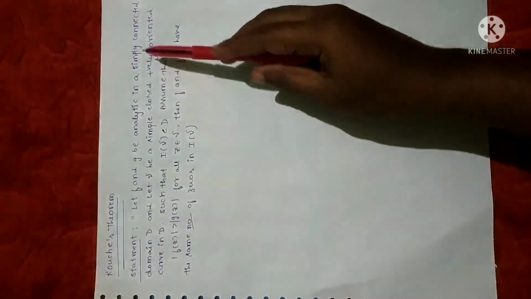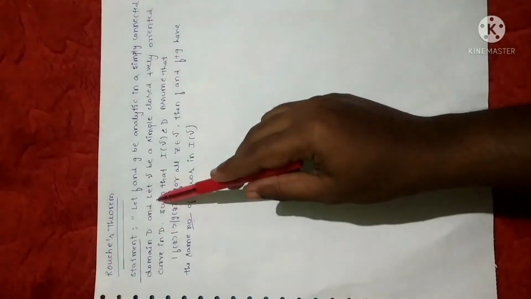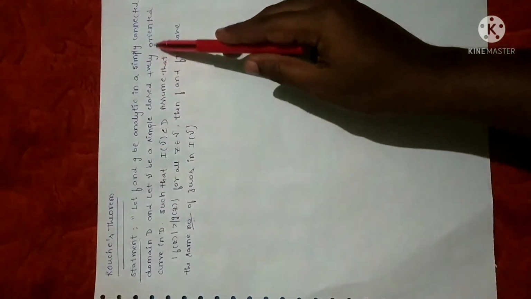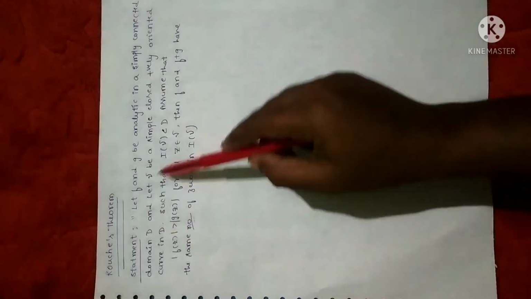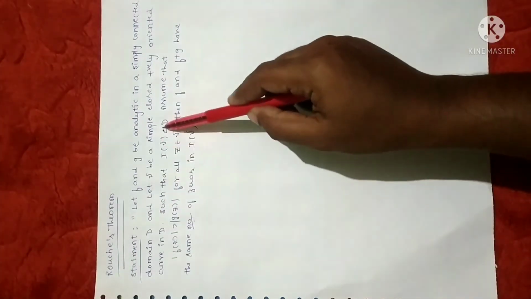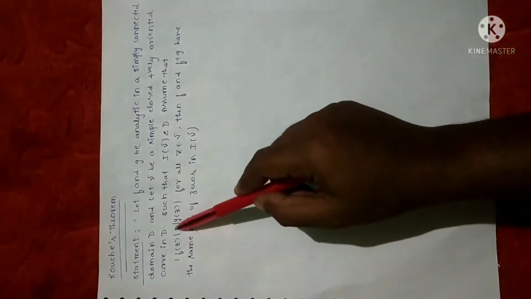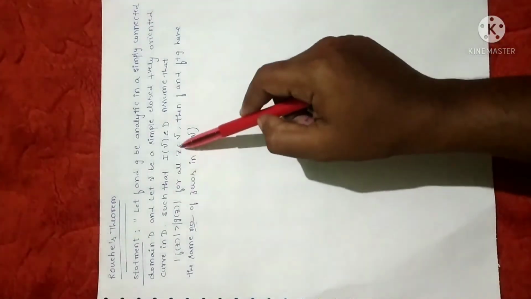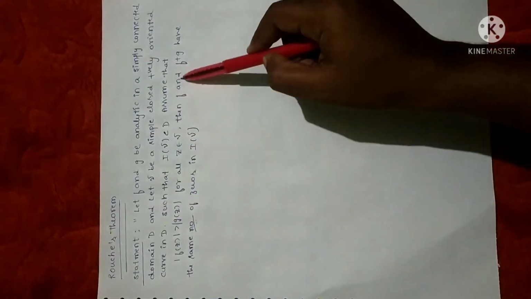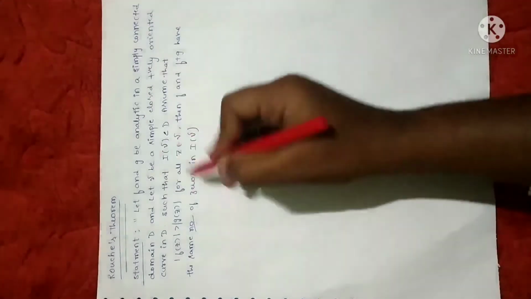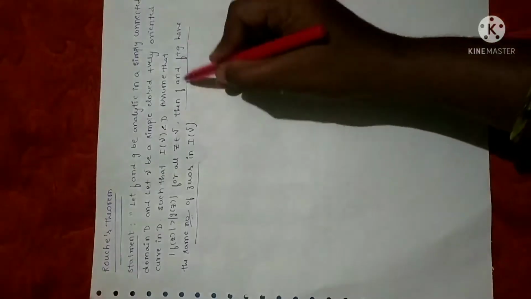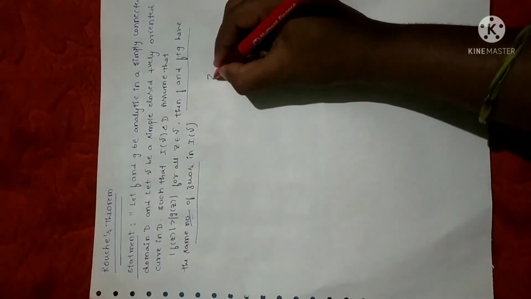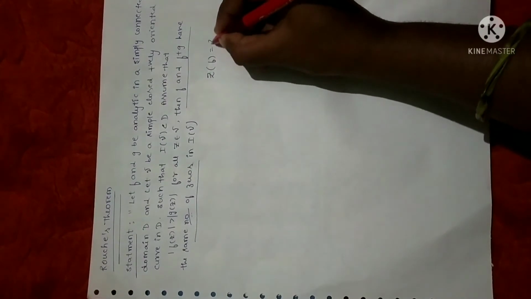So let f and g be analytical in a simply connected domain D, and gamma is a simple closed positively oriented curve in D, such that the interior of gamma is a subset of D. Assume that the modulus of f of z is greater than the modulus of g of z for all z belonging to gamma. Then f and f plus g have the same number of zeros. So we need to prove that f and f plus g have the same number of zeros. That is, the number of zeros of f will be equal to the number of zeros of f plus g. So this is what we have to prove.